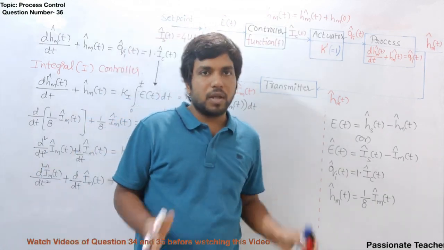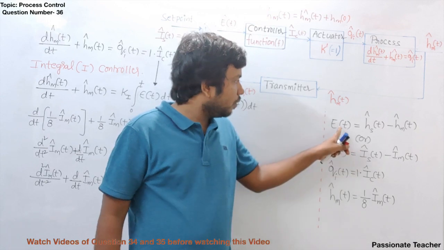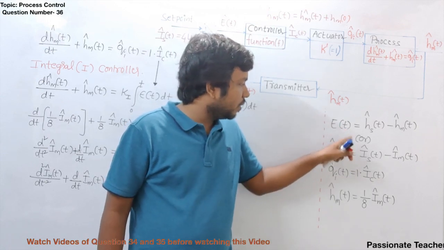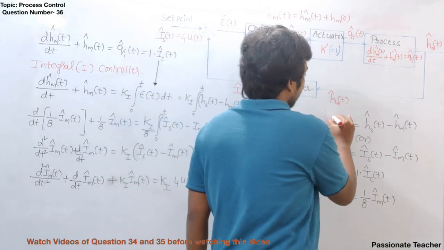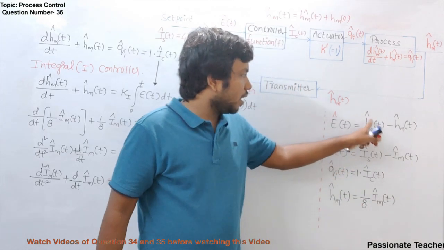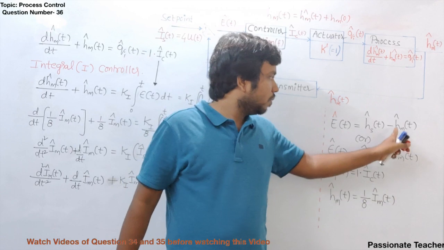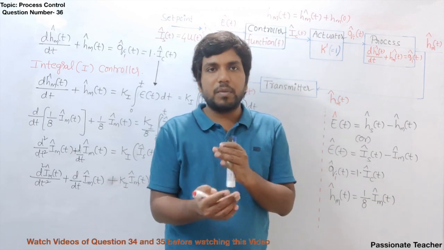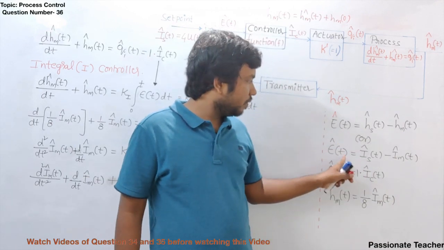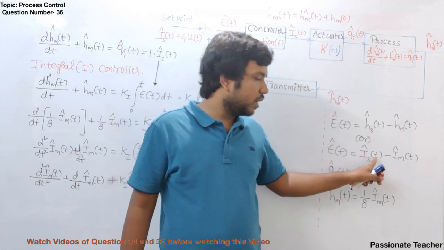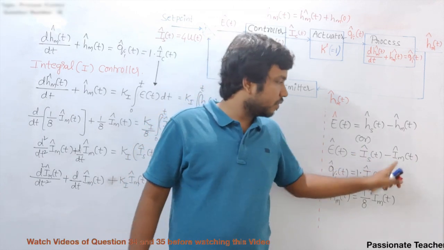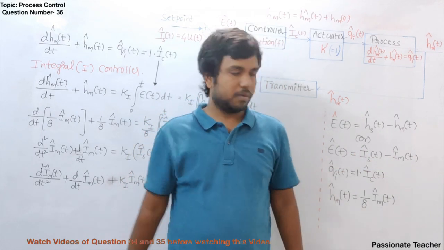The previous video also explained clearly how the error can be written here. E cap of t can be written as HS cap of t minus HM cap of t. This means the deviation in the water level minus the deviation in the measurement of water. And this E cap of t is the deviation in the set point current minus the deviation of the transmitter current. Clear?